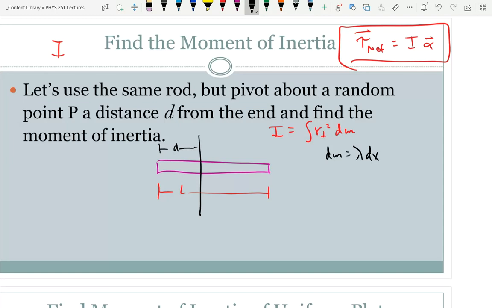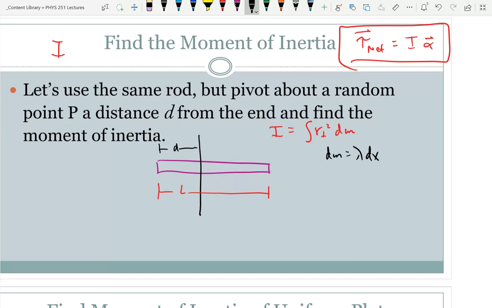If it's a thick rod, then it's going to be a little different. And so when you look in the table, you'll see a different equation for a thick rod versus a thin rod. Okay. So we're doing the thin rod approximation. So dm is just lambda dx, right? Otherwise, you have to have two dimensions in your integral. All right. So let's do this.